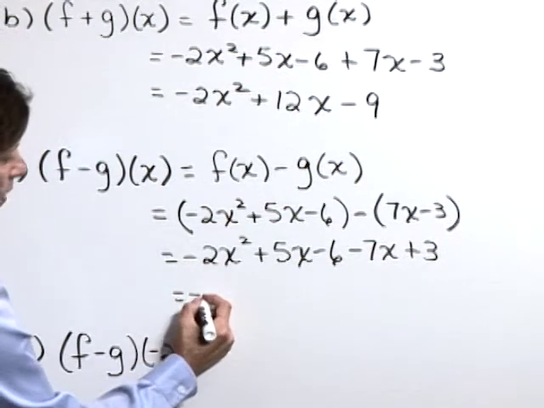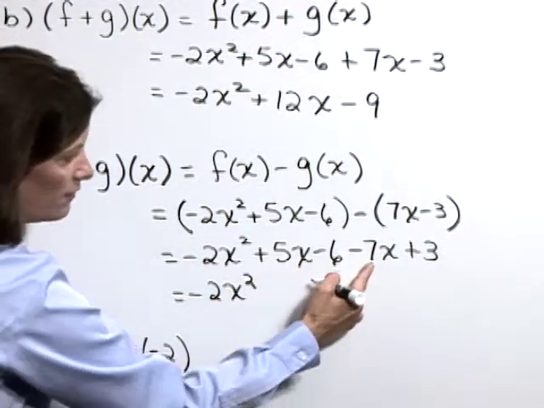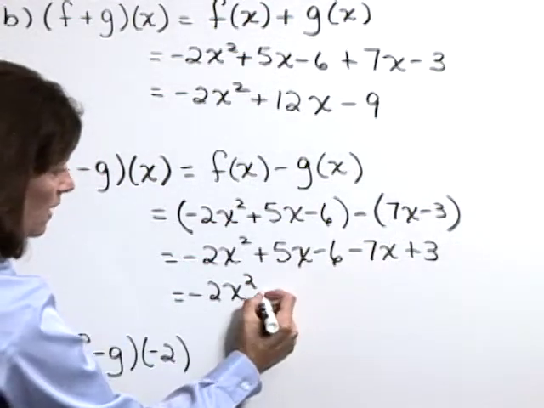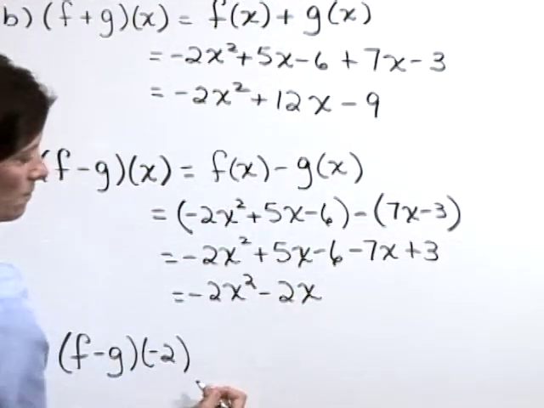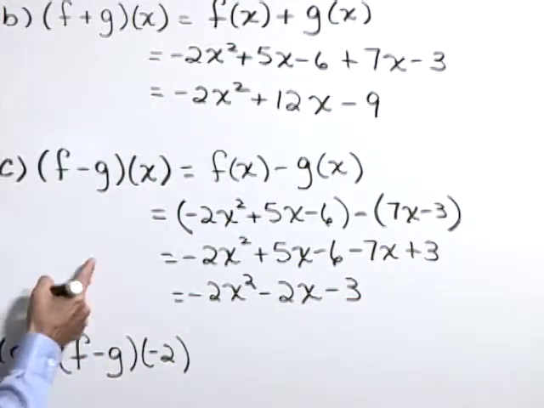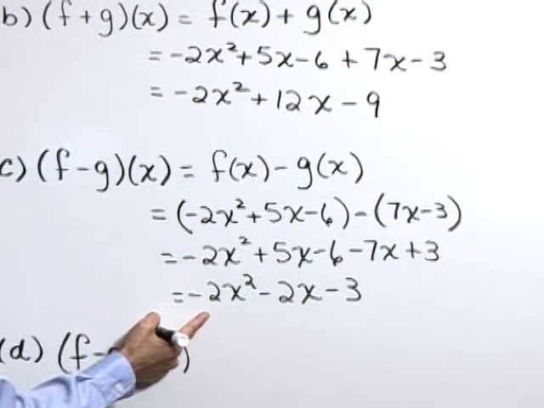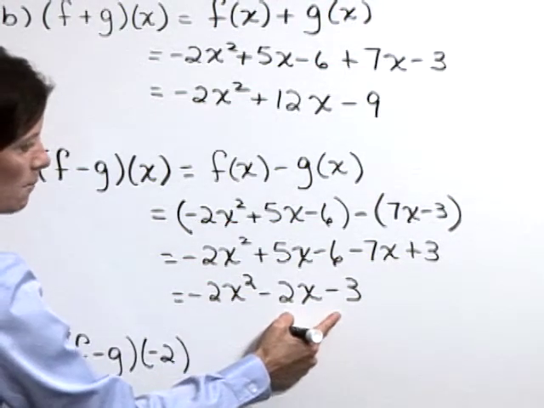Combine your like terms, so out in front, negative 2x squared, positive 5x, and a negative 7x is a negative 2x. Negative 6 and positive 3 is a negative 3. So f minus g of x is equal to negative 2x squared minus 2x minus 3.